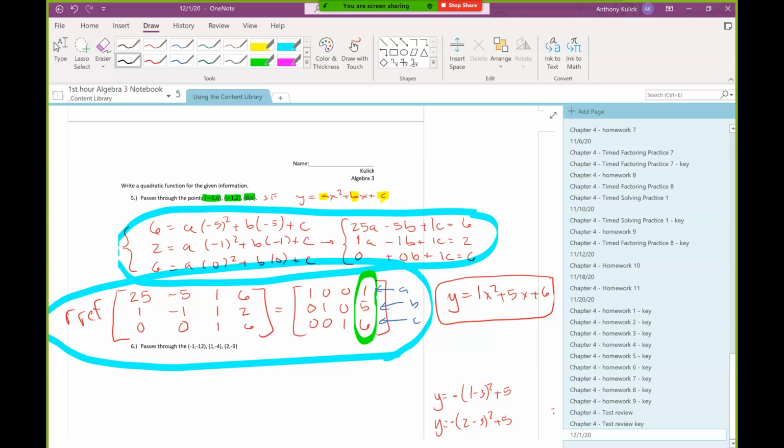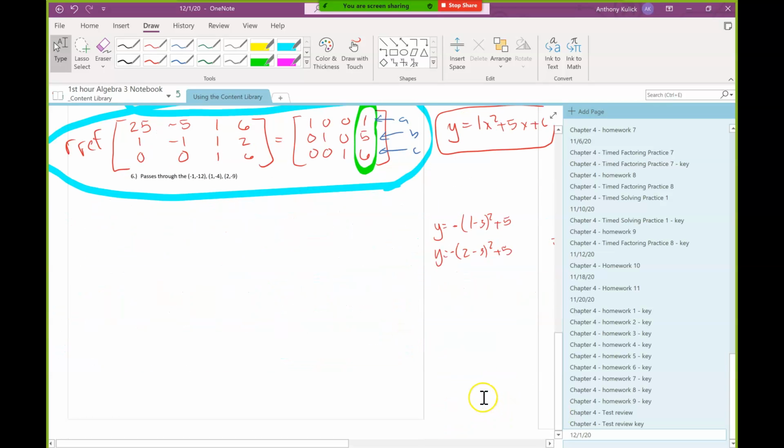Mr. Kulik? Yes. Oh, sorry. Go ahead. So since I know Thursday we have a test, I looked on PowerSchool, can you go over how to figure out when it's in standard form or vertex form, or like what form the equation's in? Sure. Thank you.